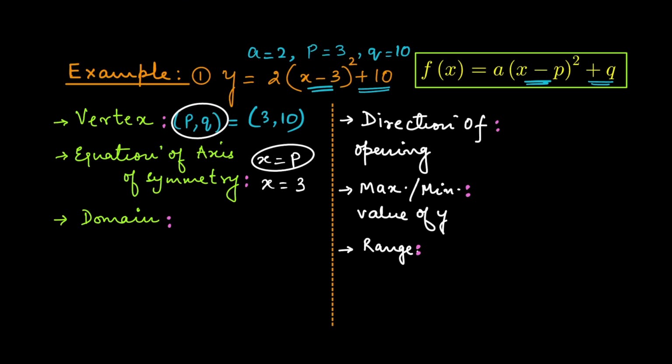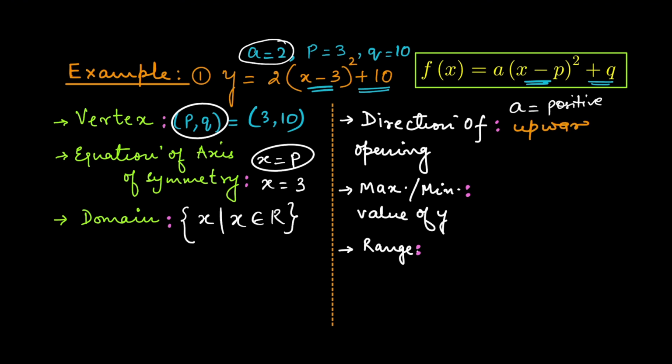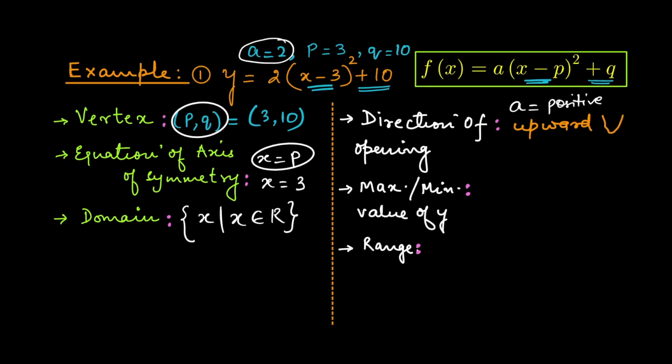Now the domain, irrespective of whether it is upward or downward, just remember that the domain is always real numbers. Then the A value which we found here, A is positive. So we write A is positive. When A is positive, the direction of opening will be upward. Then whether it will have a maximum or minimum, whenever it is upward, just remember it's going to have a minimum value.